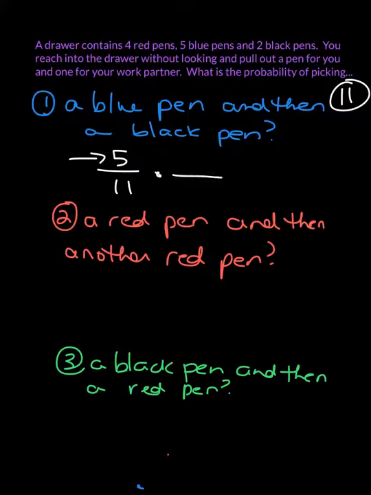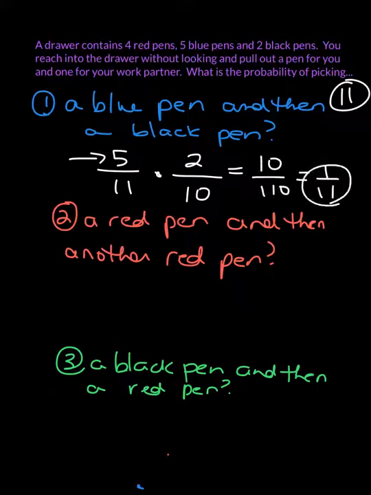Now for my partner, I'm going to pick a black pen. Now there are no longer 11 pens possible. There's only 10 because I have one in my hand. And so black pens, I have 2. So my probability, I'm going to multiply across, I have 10/110. And when I simplify that, I get 1/11.